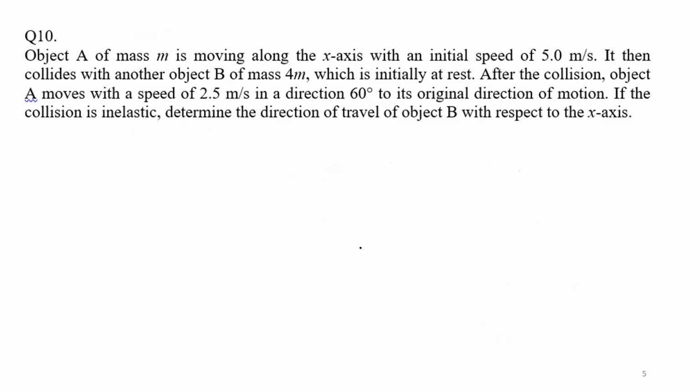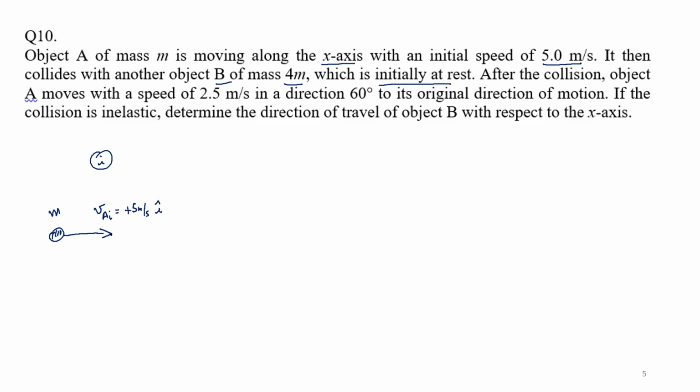Now let's look at this problem here. So I have object A of mass m moving along the x-axis with an initial speed of 5. It then collides with another object B of mass 4m, which is initially at rest. Let me just plot that. Initially, this is what I have: an object A of mass m moving in the x direction, let's say moving this way. V_A initial is equal to plus 5 meters per second i hat.